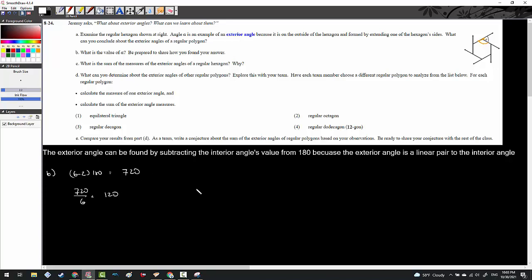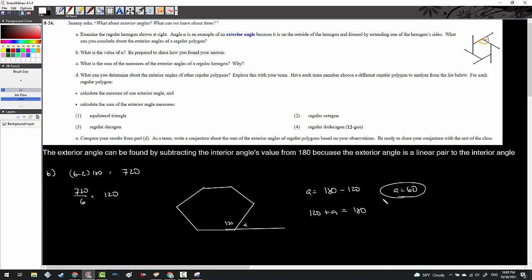So from here, I'll draw a makeshift looking hexagon right here. I know it's not going to be perfect, but who cares? Assuming this is regular, I'll call this angle A. I'll just rotate him out. I know this is 120, so I know that A is going to be 180 minus 120. How do I know? Because 120 plus A will equal 180 based on a linear pair, right? So I know that A has to equal 60.